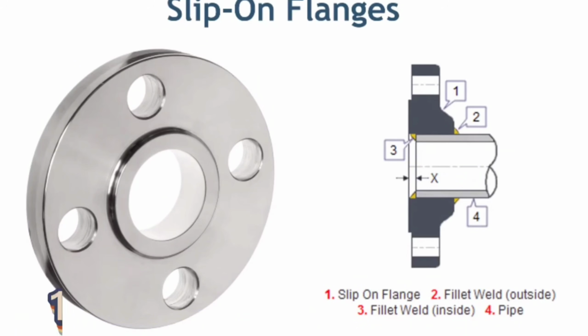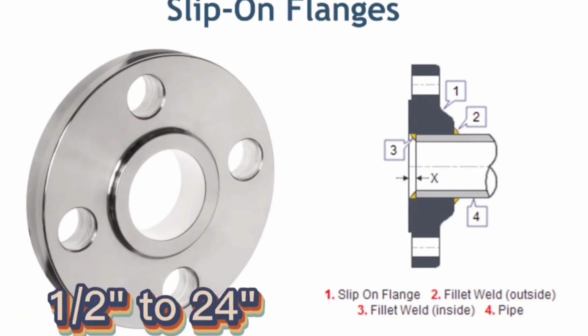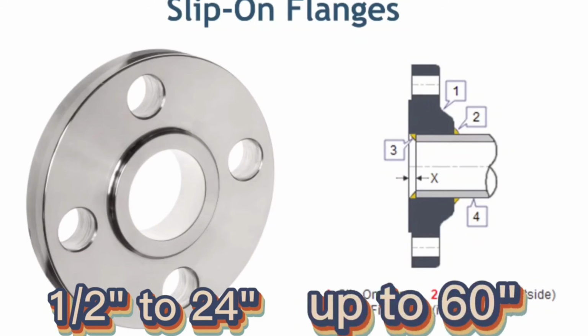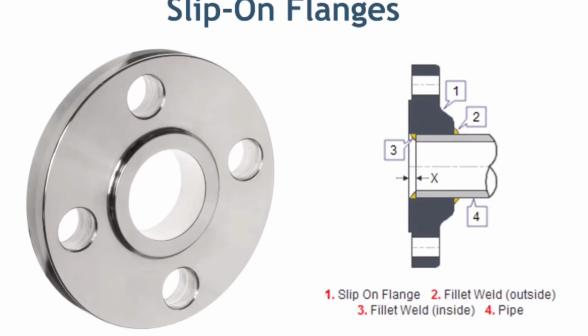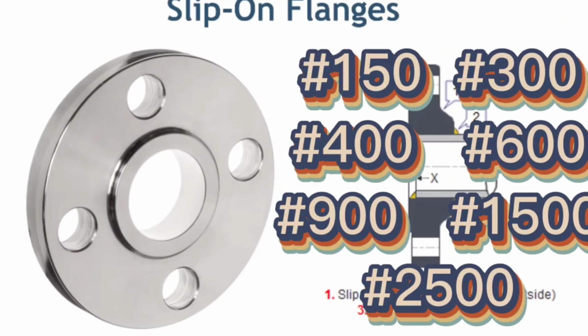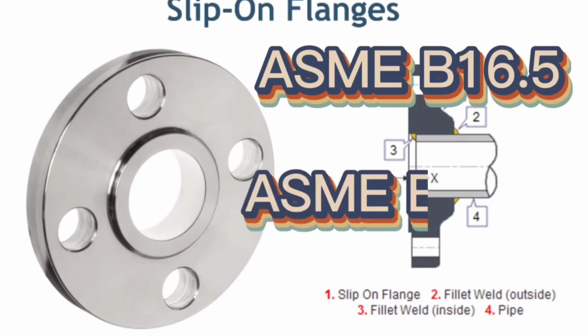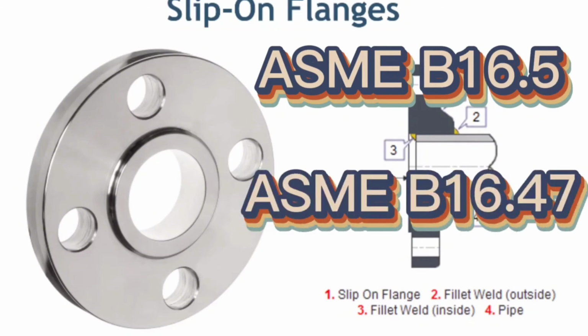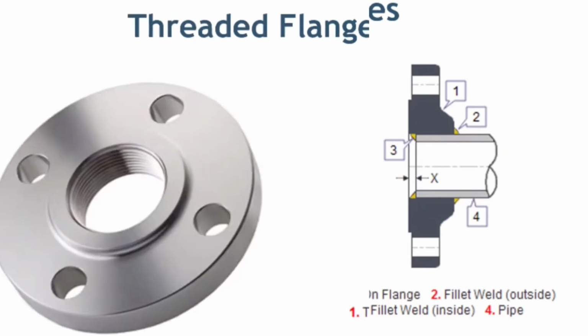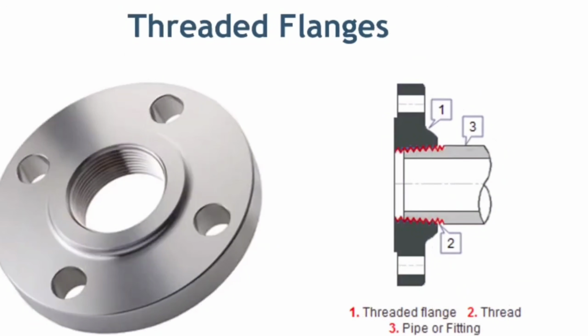Common outer diameters, 1/2 to 24. Special made outer diameters, up to 60 inch. Class range, Class 150, Class 300, 400, 600, 900, 1500, 2500. Slip-on flange dimensions are covered in ASME 16.5, ASME 16.47.